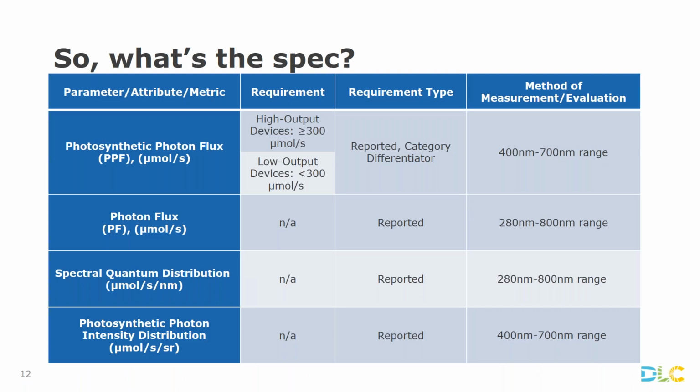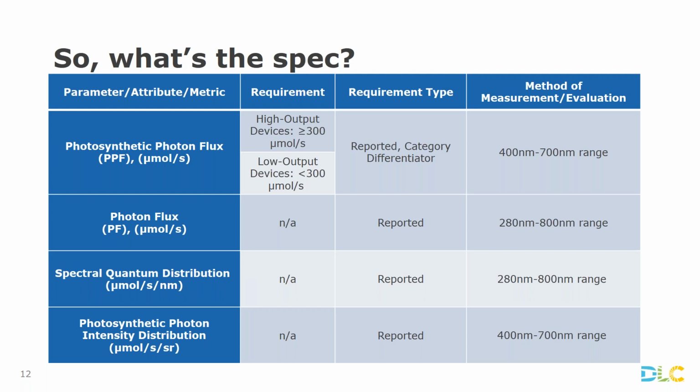So here is a table that, if you've looked at our specification or draft specification we've published, will probably look familiar, but here are all the different variables. So you'll notice that we are differentiating among different products based on the photosynthetic photon flux, PPF, or PAR. Again, high output devices greater than or equal to 300 micromoles per second, low output devices less than 300 micromoles per second. And again, we're considering that 400 to 700 nanometer range or bucket for counting that.